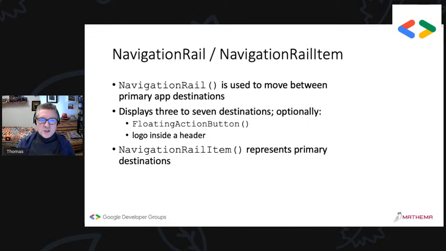The navigation rail is used to move between primary app destinations, like the bottom navigation is also used. It can display 3 to 7 destinations. It can have an optional floating action button, and it can have a logo inside the header. It is populated by so-called navigation rail items, which represent these primary destinations.